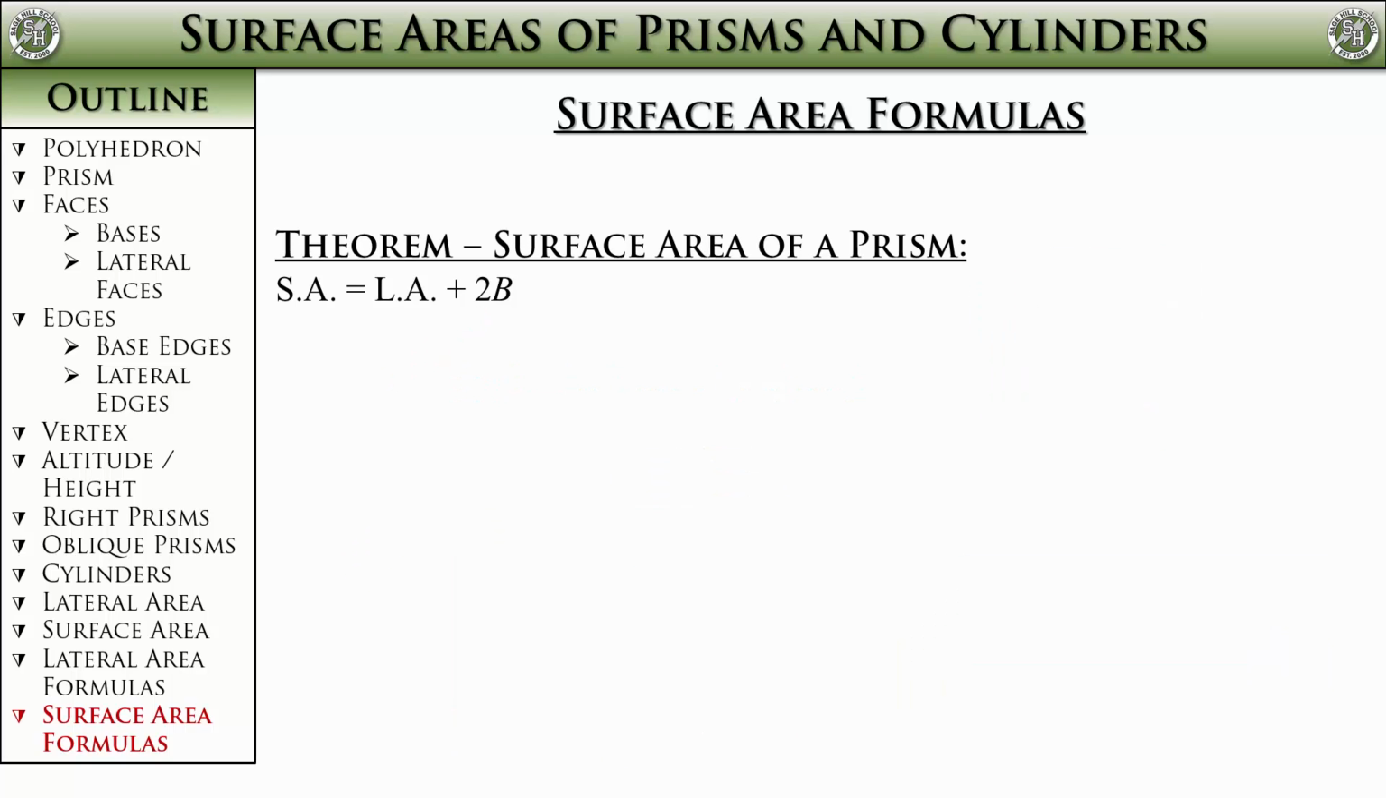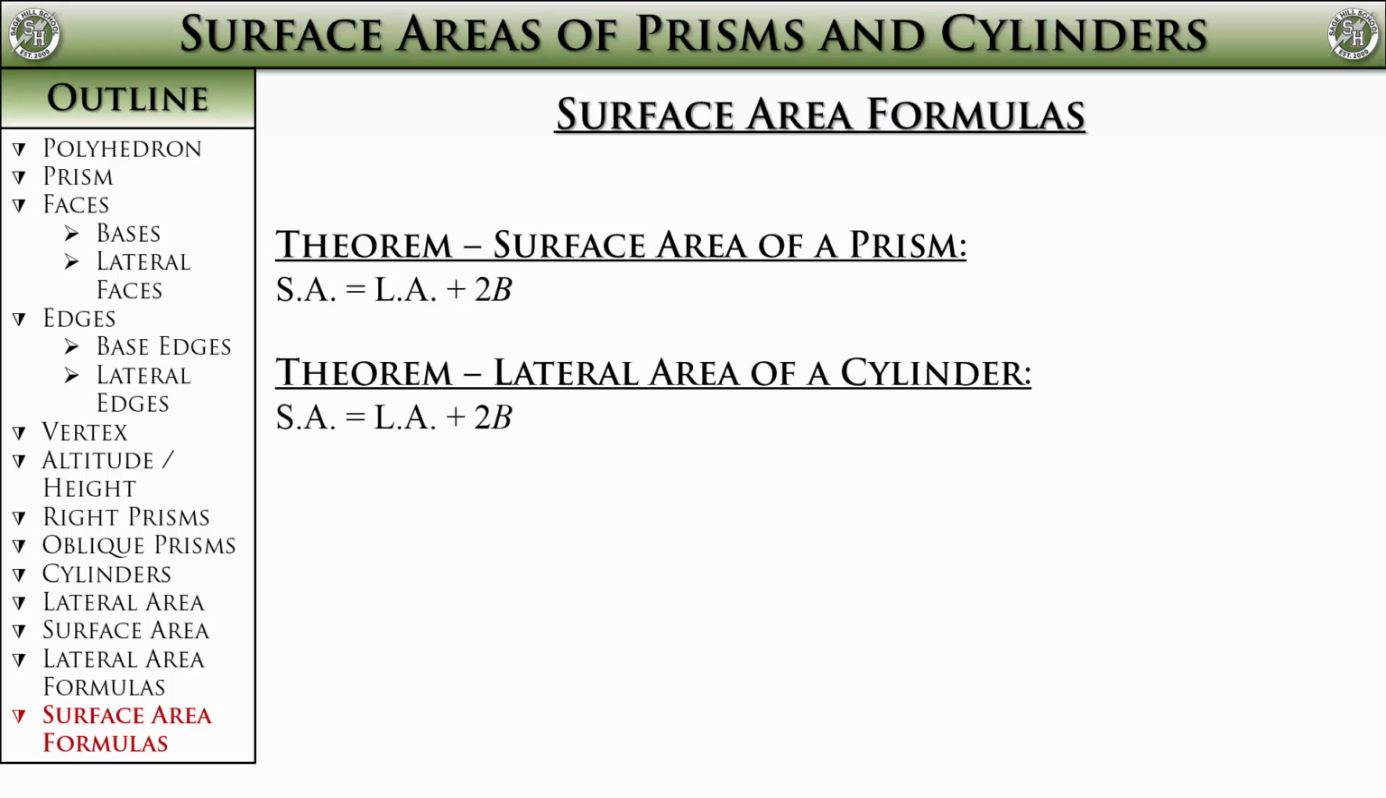For cylinders, it is going to be very similar to the lateral area formula discussion. The prism formula absolutely works for cylinders too. You can definitely use that if you like. But for cylinders, we can get more specific. We don't have to use the generic capital B. We know that the base of a cylinder is a circle. What's the area of a circle? It's pi r squared. So we can substitute that in for B to get a cylinder-specific surface area formula.